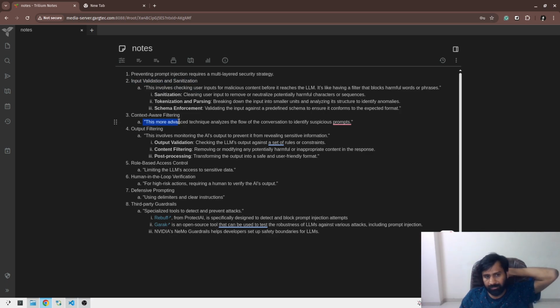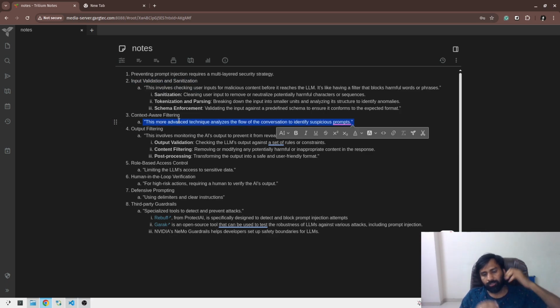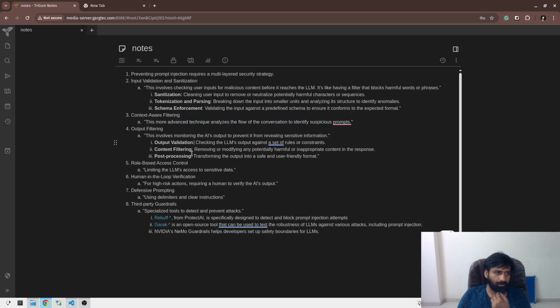Then the second thing is content aware filtering, where you analyze every input against the whole context of the discussion. If you find any particular input out of context, you immediately flag that input. Even if the input seems okay, if it is too out of context, then it might be a malicious input. This is where context aware filtering comes into the picture.